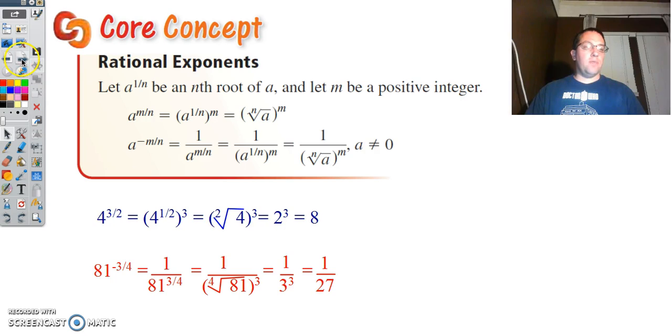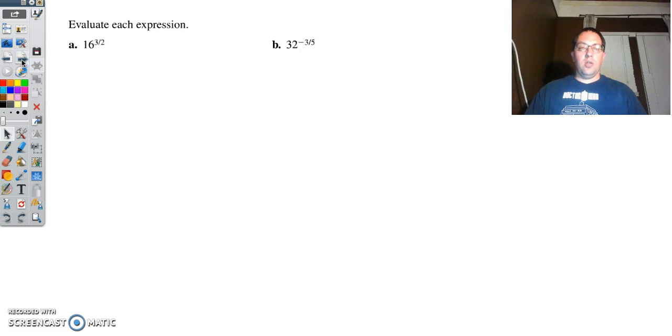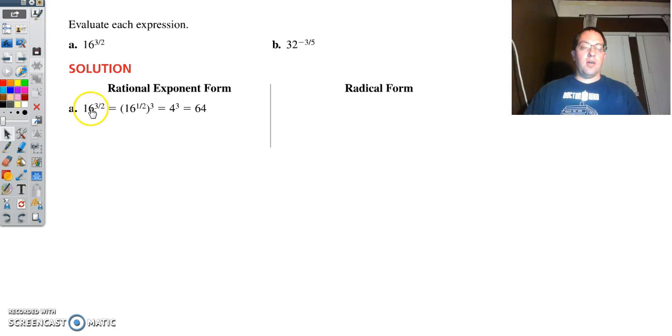So let's do a couple of these. We're going to evaluate each expression. We're going to do the first one without using a calculator. So we have 16 to the 3/2 power. Well, that denominator there, that is an nth root. So that means this is the second root, or the square root of 16. And the square root of 16 is 4. And so we have 4 cubed, which is 64.